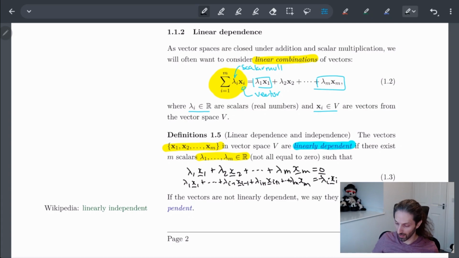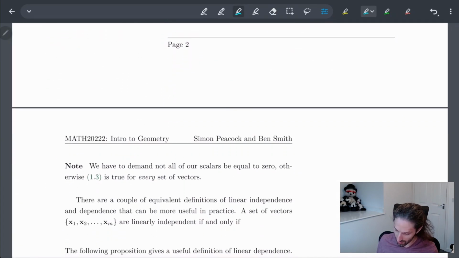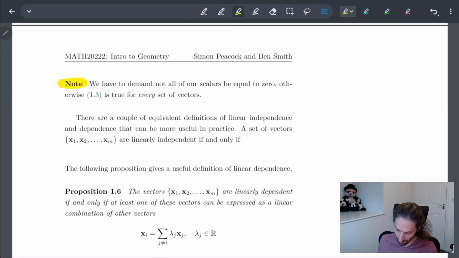Now if this is not the case, if I have a set of vectors where I cannot make them equal to 0 with the scalars not all equal to 0, then we call them linearly independent. One thing to notice is that I'm specifically specifying that the scalars are not all equal to 0, because if I make them all equal to 0, this is trivially true and we're not getting any information. In other words, one vector is not dependent on any of the other ones.